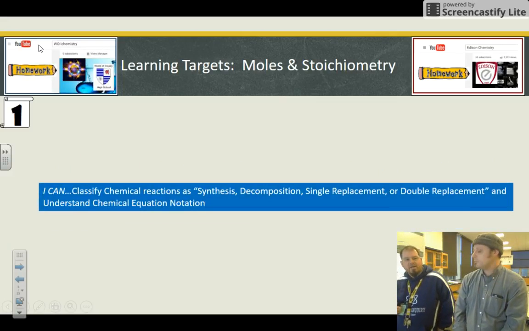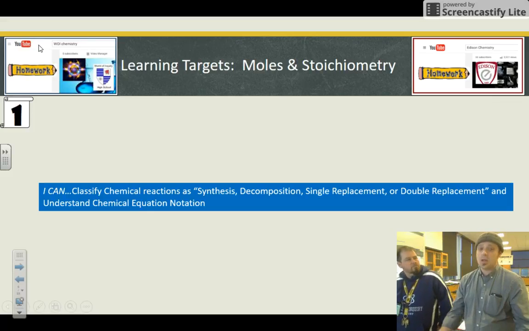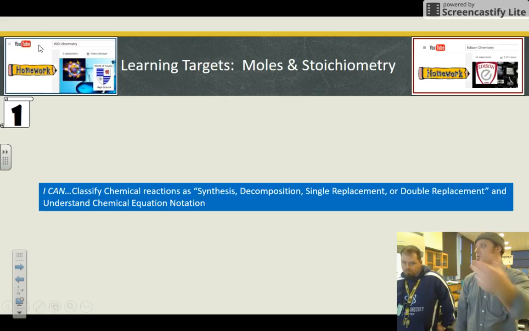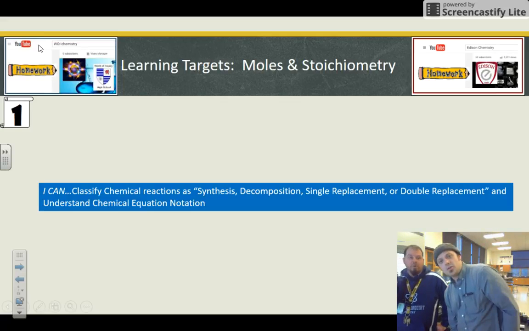You need to be able to classify chemical reactions as 4 different types: synthesis, decomposition, single replacement, double replacement. You need to be able to tell me, looking at a reaction, which one of them is it. Yeah, and just basic chemical equation notation. Some of the symbols you'll see in there, you need to know them so that you don't get confused.